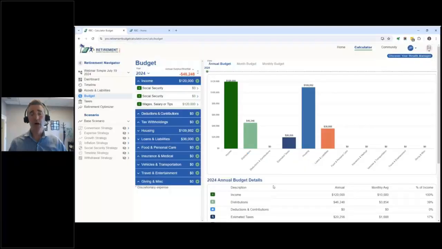And of course, we automatically calculate the taxation of Social Security. We automatically calculate the death of one spouse. So when one person dies, we stop the lower Social Security and continue the higher Social Security. So that's already all baked in.